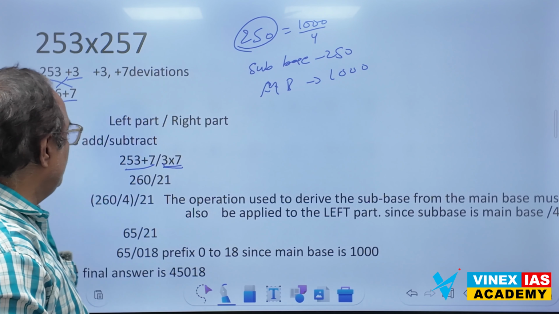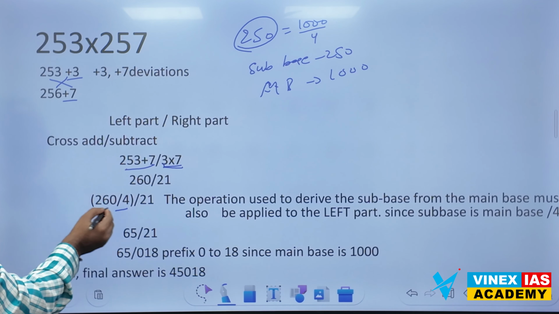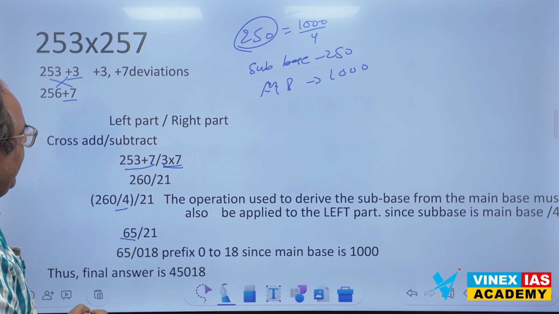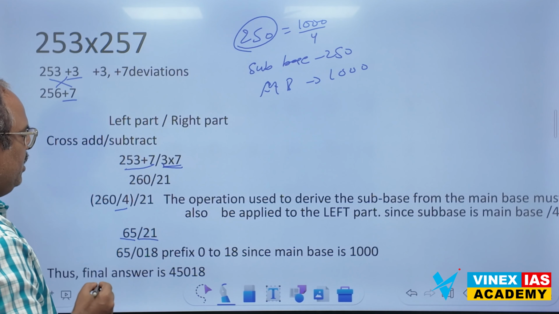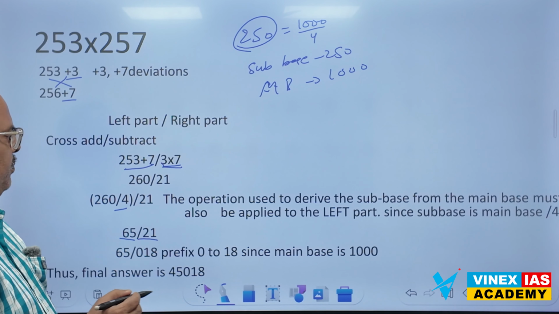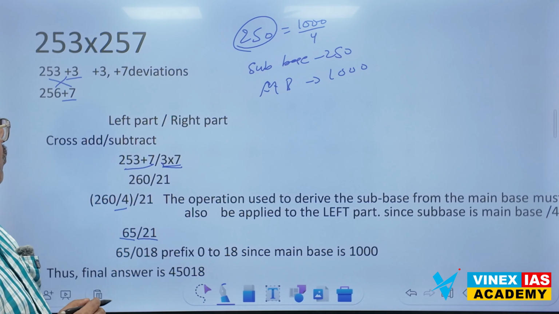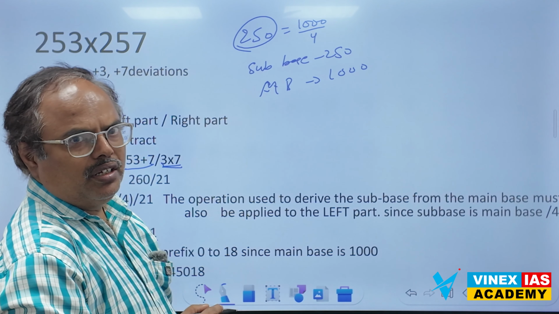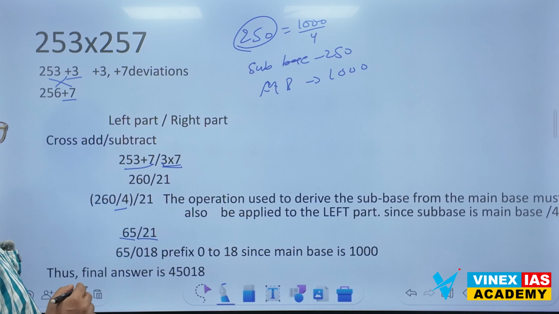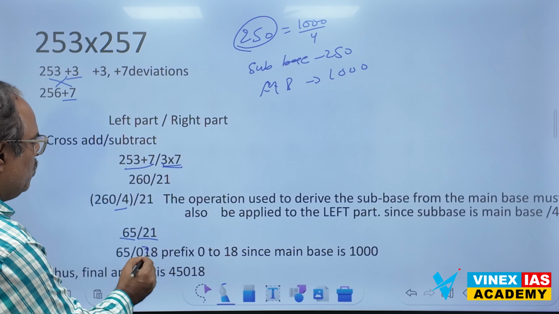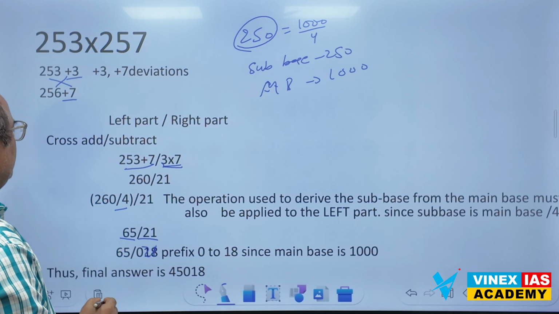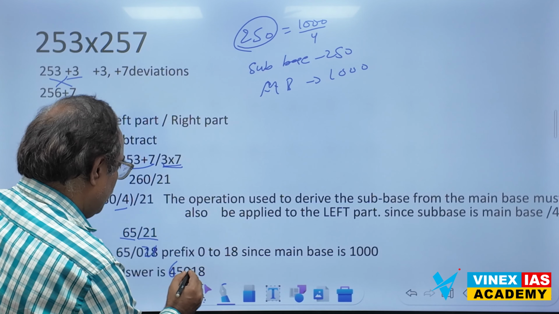Now, what is the operation we did for getting sub base? Divided main base by 4. The same we have to do here. 260 by 4 we have to do. So 260 by 4 is nothing but 65, our left part, and right part is 21. Now, what do we have to do for the prefix? Since our main base is 1000, we have to maintain 3 digits on the right side. So our left part is 0 to 1. So our final answer is 6521.